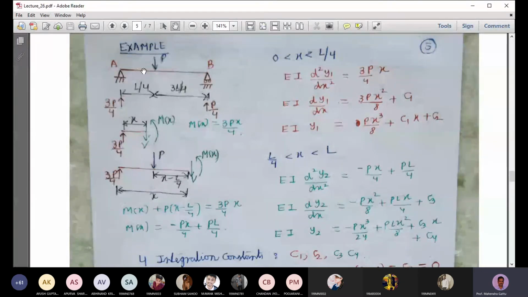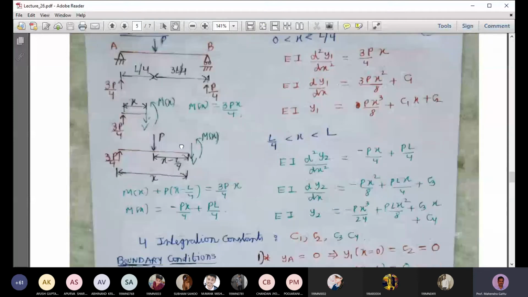If we want to do the integration for the deflection, to find the deflected shape, between A and C we have to apply one set of equations, and between C and B we have to apply another set of equations. So from A to C we get two integration constants, and from C to B we get another two. So there will be 4 integration constants. How do we find those 4 unknowns? We'll do that in this example.